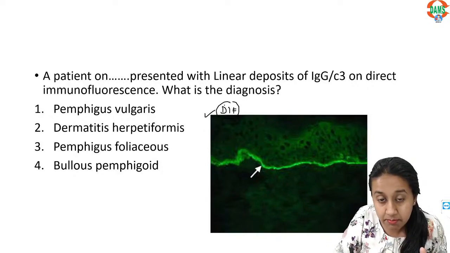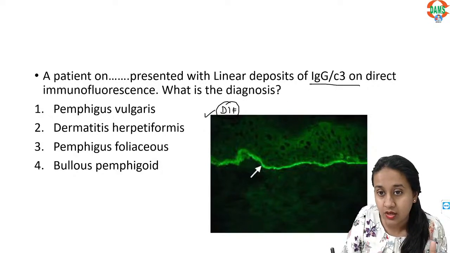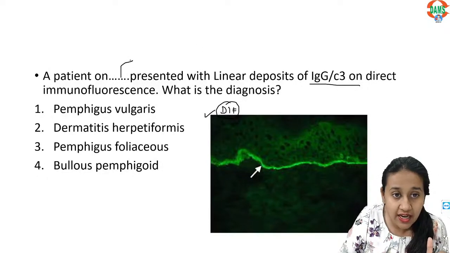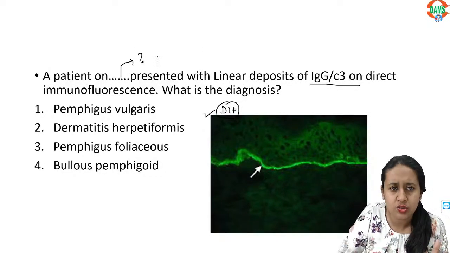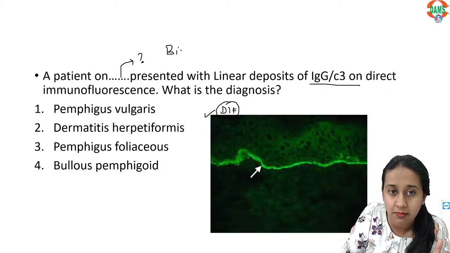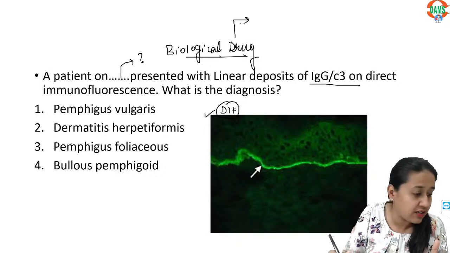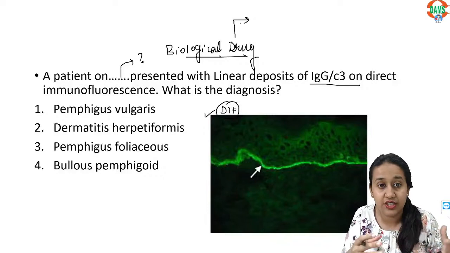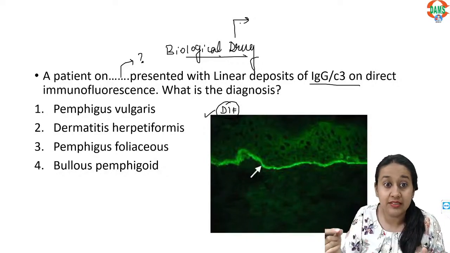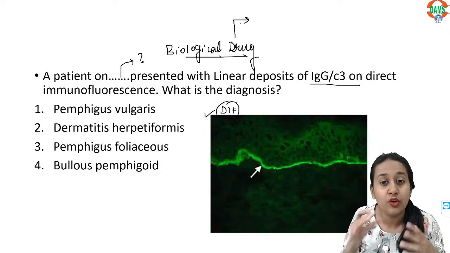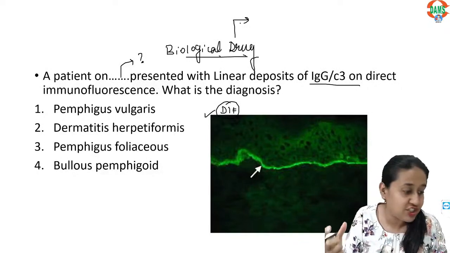Now another question. Students told me that there was an image of DIF given, and they have mentioned in the question that there were linear deposits of IgG or C3. Now why I have put a question mark, because few students say that there was a biological drug given here. So I need to ask all my students, was there any drug given here? The question was that a patient on this drug presented with blisters, and on doing the DIF we could see linear deposits of IgG and C3.